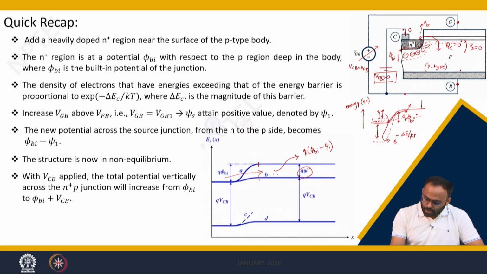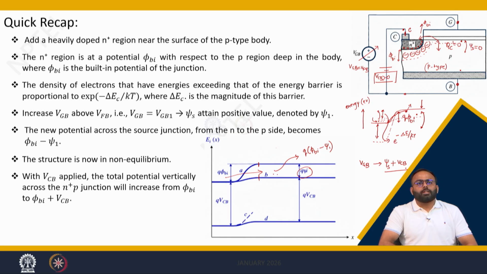So, by applying more VGB, we need to increase the surface potential in such a way that the barrier height returns to the actual barrier height. This can be attained by increasing VGB in such a way that the surface potential will now be psi s plus VCB.